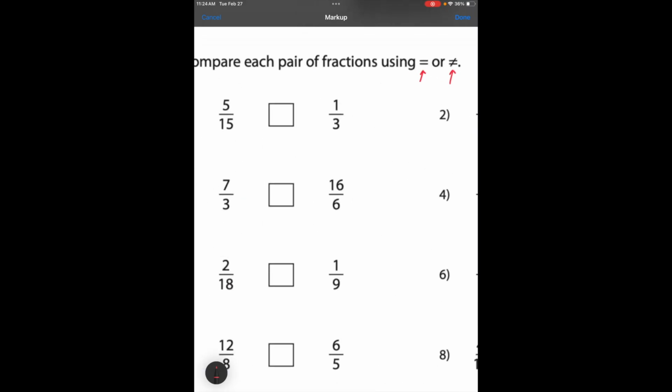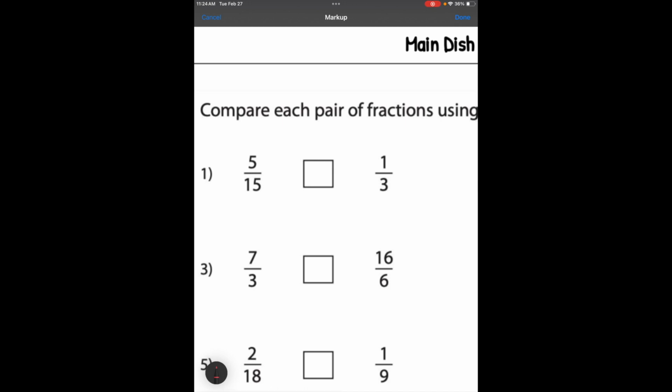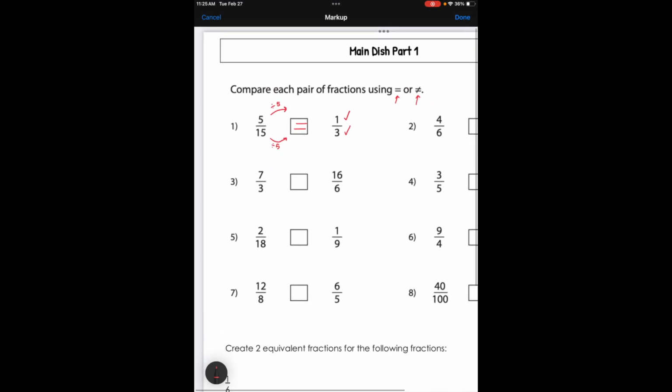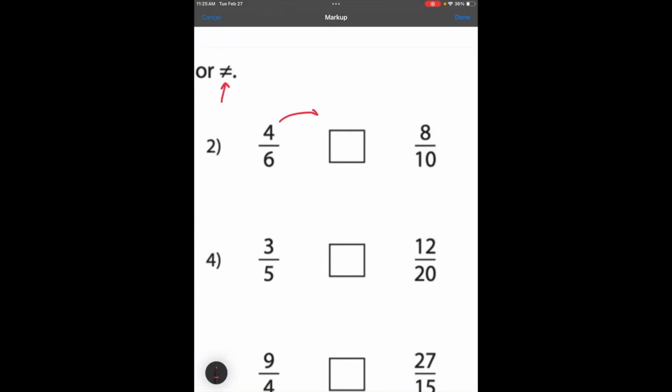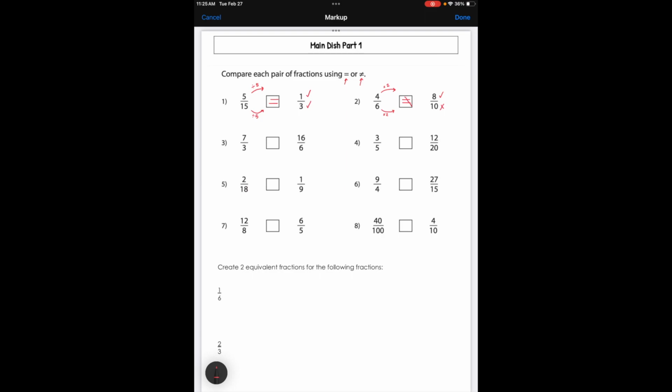So, for example, when I'm looking at 5/15 and 1/3, my rule is going to be divide by 5, copy and paste that rule, check, check. So these fractions are equivalent. Going over to 4/6 and 8/10, my rule this time is to multiply by 2, copy paste that rule, yes, no, not equivalent. So go ahead and complete the rest of these.